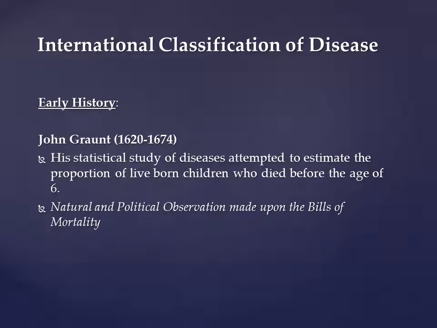The first part to discuss is the early history of classification. The first one is John Graunt, who attempted to estimate the proportion of live-born children who died before the age of 6, using the classification of the causes. These studies were published as Natural and Political Observations Made upon the Bills of Mortality. He is also known and credited for producing the first life table.